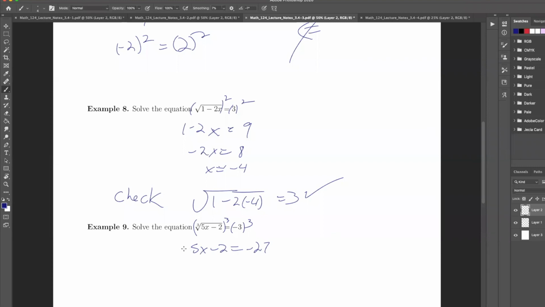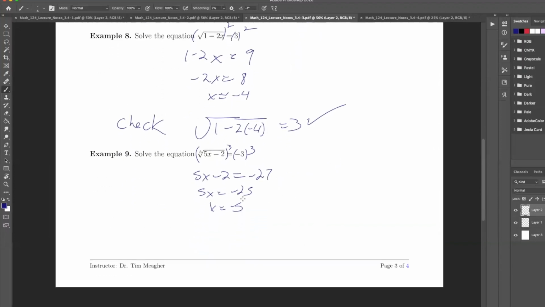So here we're just going to solve it. And so when we solve this out, we'll just move the minus 2. We'll add 2 to both sides. So I'll have 5x is equal to minus 25, or x equals minus 5.